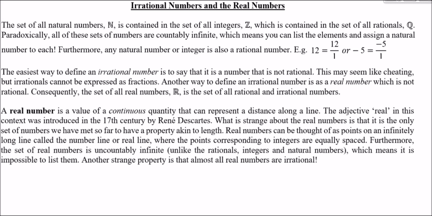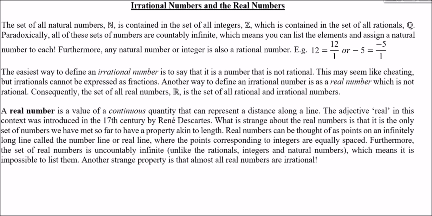A real number is a value of a continuous quantity that can represent a distance along a line. The adjective real in this context was introduced in the 17th century by Descartes. What's strange about real numbers is that it is the only set of numbers we have met so far to have a property akin to length. Real numbers can be thought of as points on an infinitely long line called the number line or the real line, where the points corresponding to integers are equally spaced out.